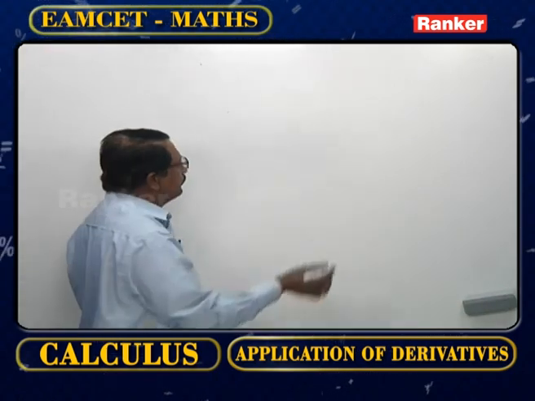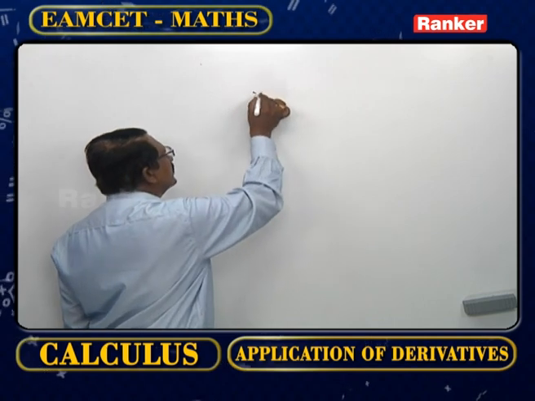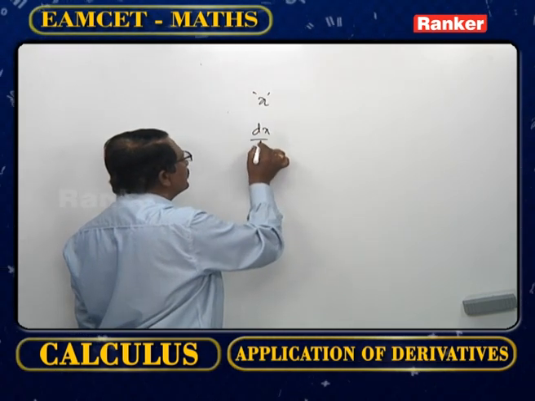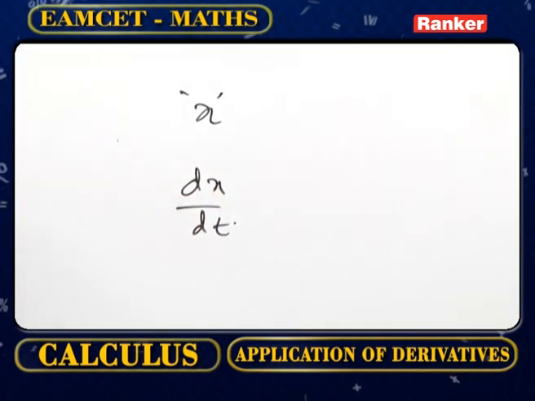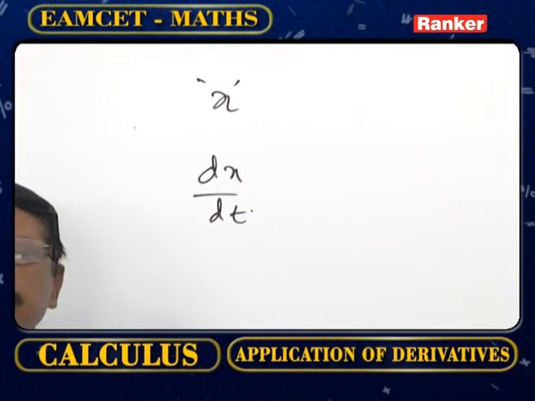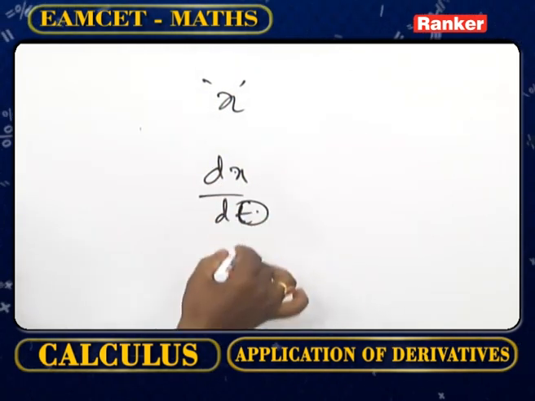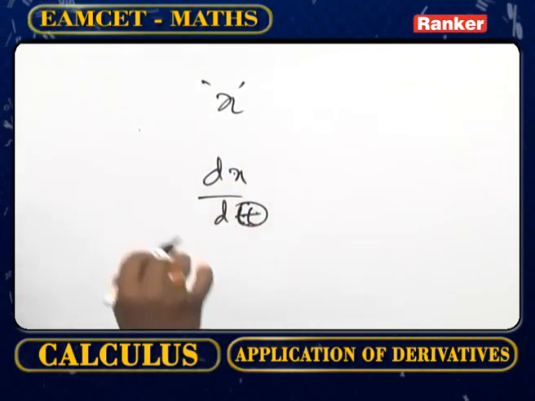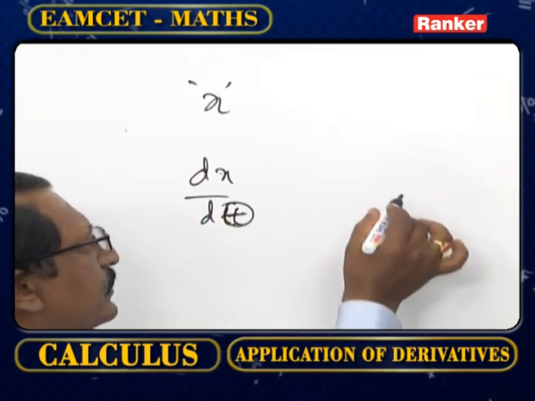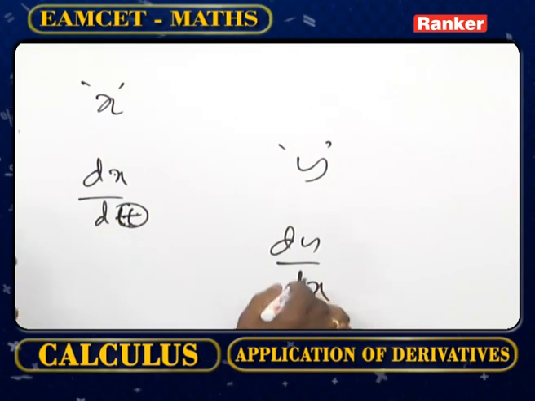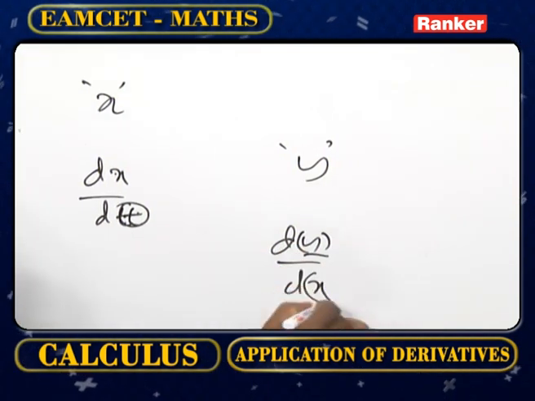If x is a variable, then dx by dt is called the rate of change in x with respect to t. Similarly, if y is a function, dy by dx equals the rate of change in y with respect to x.